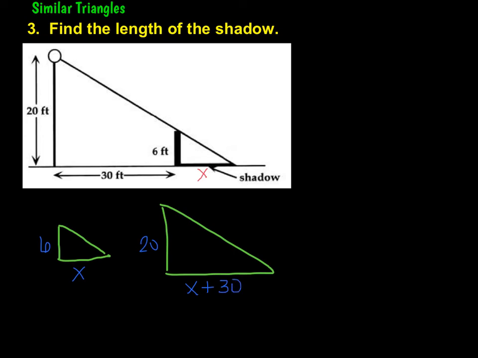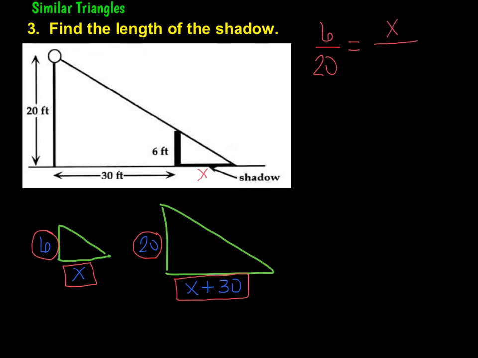Okay, well, now that we have our sides labeled, let's go ahead and circle the similar sides. Put rectangles around the other similar sides. And we're ready to set up our proportion. So we'll start with the circles first. We're going to write 6 over 20 is equal to, we started with a 6, so we have to start with the X, the smaller triangle, over X plus 30.